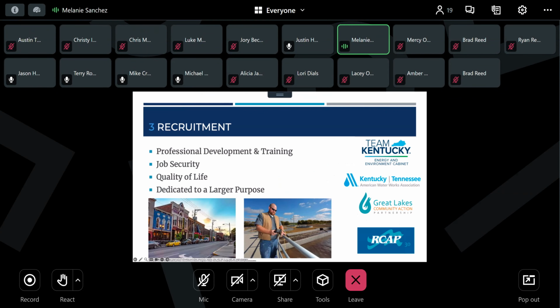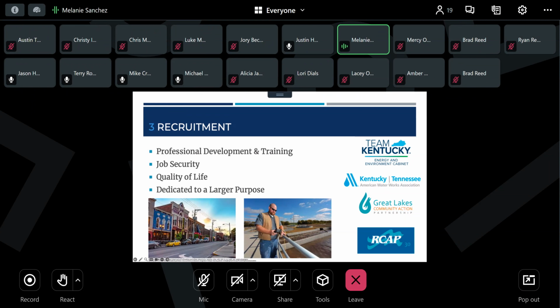Again, we want to focus on what makes the industry an exceptional choice. Professional development and training. The water sector offers ample opportunities for professional development and training. As the industry evolves, continuous learning and skill development are pretty crucial. So if you focus on professional development and training, it will keep you more at the forefront of the latest technologies and practices, and make people more interested in the position.